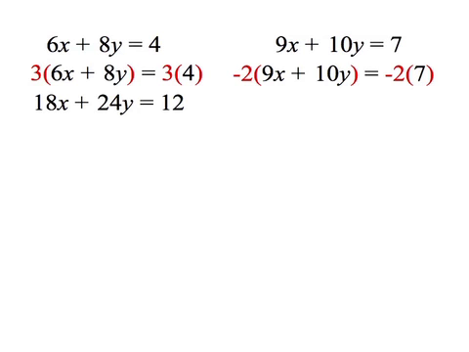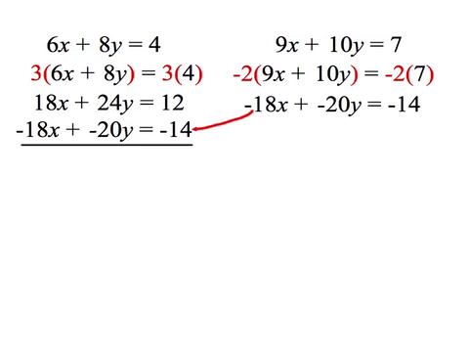There's my work on the first equation. There's my work on the second equation. I can now write the second equation underneath the first equation, and you can see the x terms are opposites, so they're going to go away. And when we add 24y plus -20y, we get 4y, and of course 12 plus -14 is -2. We divide both sides by 4, we get y is equal to -1/2, which I've written as a decimal, -0.5.